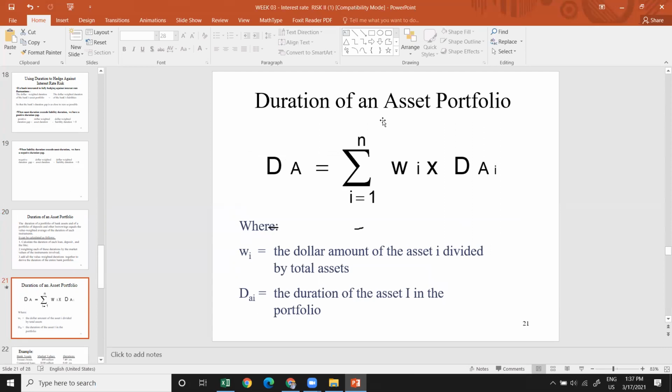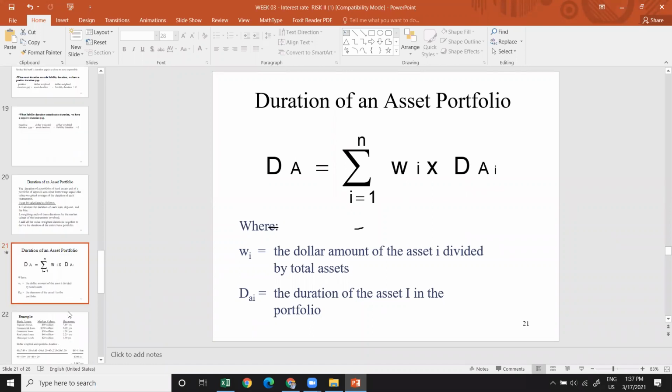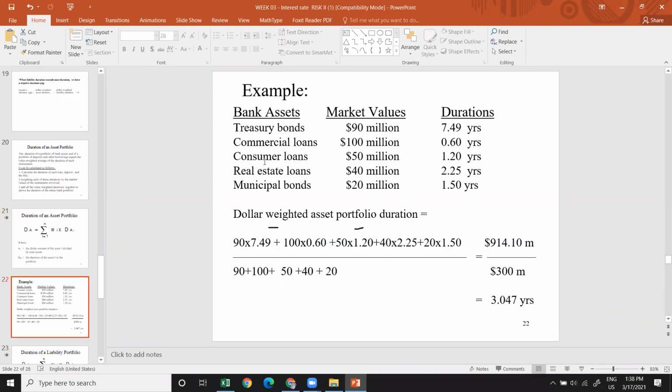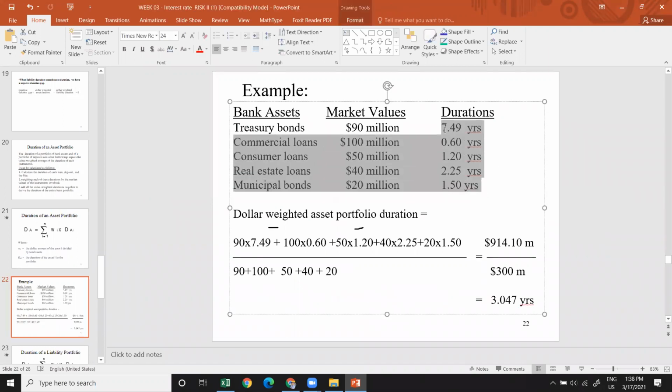So the duration of an asset portfolio is here. It's the summation of the weighted durations of assets. We are given here an example of the assets: Treasury bonds, commercial loans, consumer loans, real estate loans, and municipal bonds. These are the market values, and these are the durations. And these durations, we are estimating.